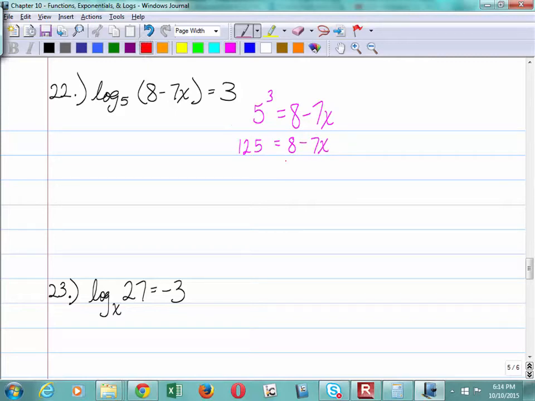And then subtract 8 from both sides. So that would give you 117 equals negative 7x. And then divide both sides by negative 7. So x equals negative 117 over 7.